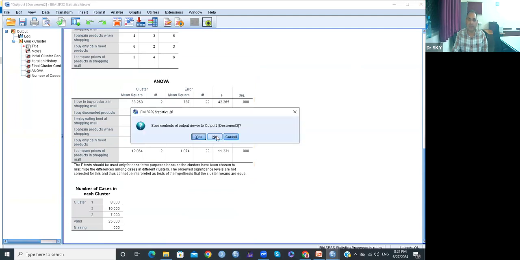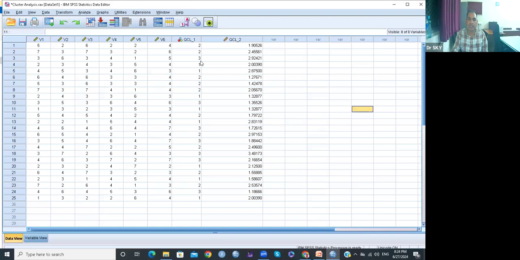And if you wish, see here, this class membership has been added, and these are the distance measures from the center points. So see here, the first customer has been added to the second cluster, the third cluster, the first cluster. This way, all the customers are classified into different clusters.